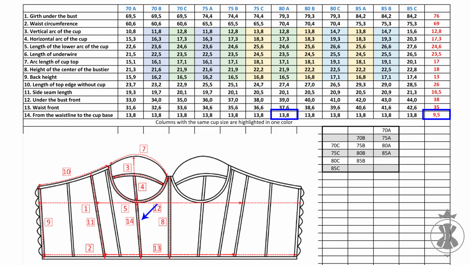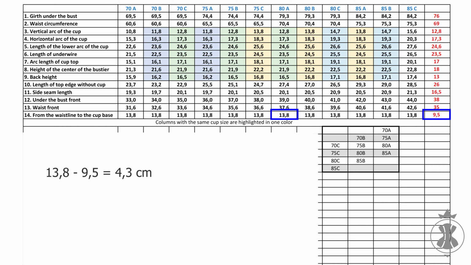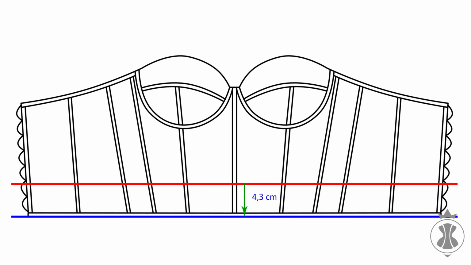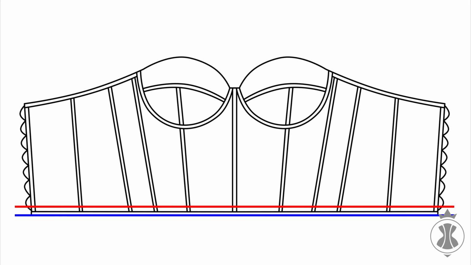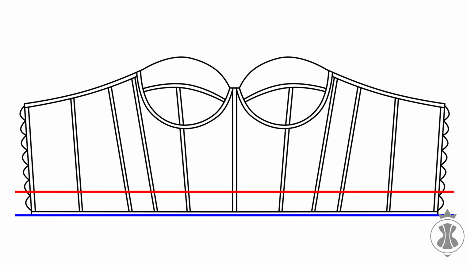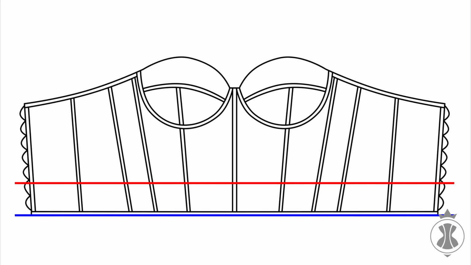Let's calculate the value by which this measurement differs in the original pattern and the dress form. 13.8 minus 9.5 equals 4.3 centimeters. This difference means that the waistline is 4.3 centimeters lower on the original pattern. This difference is really big, so first of all, you should move the waistline to its correct place, shortening all the details of the pattern by 4.3 centimeters.